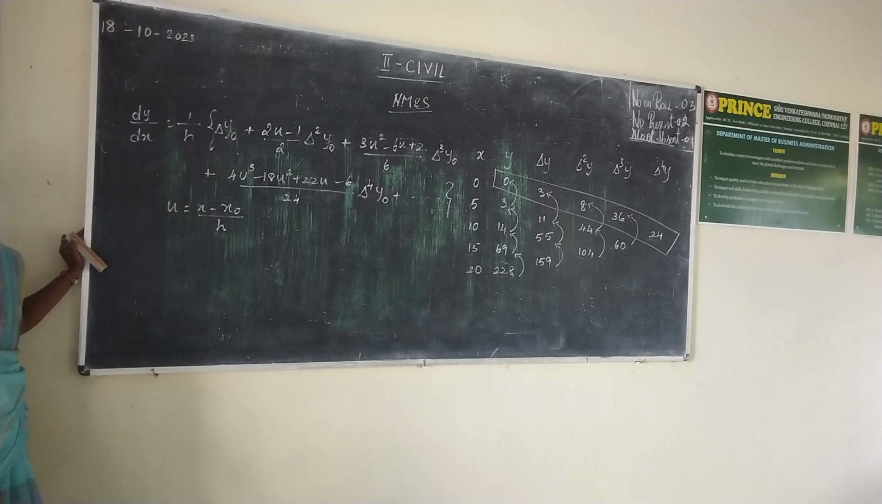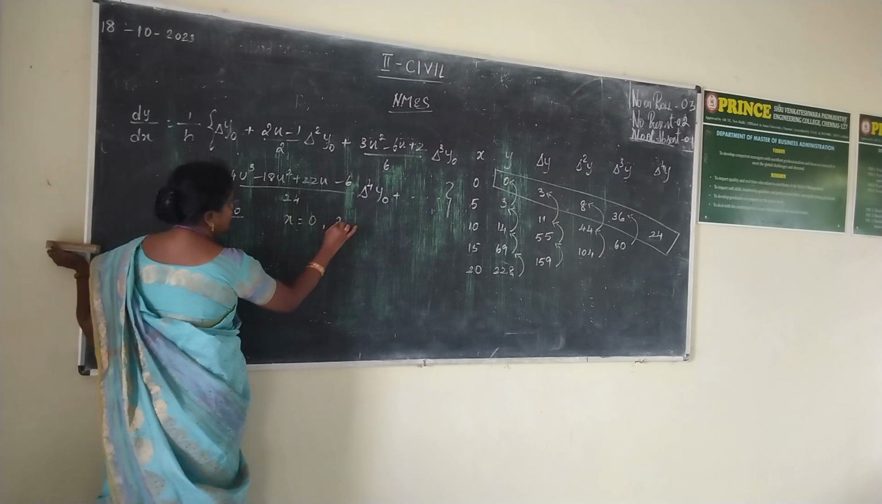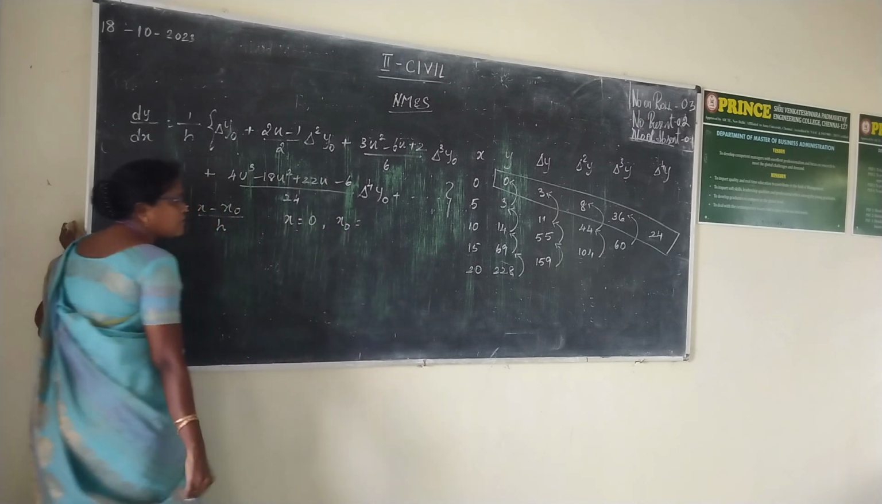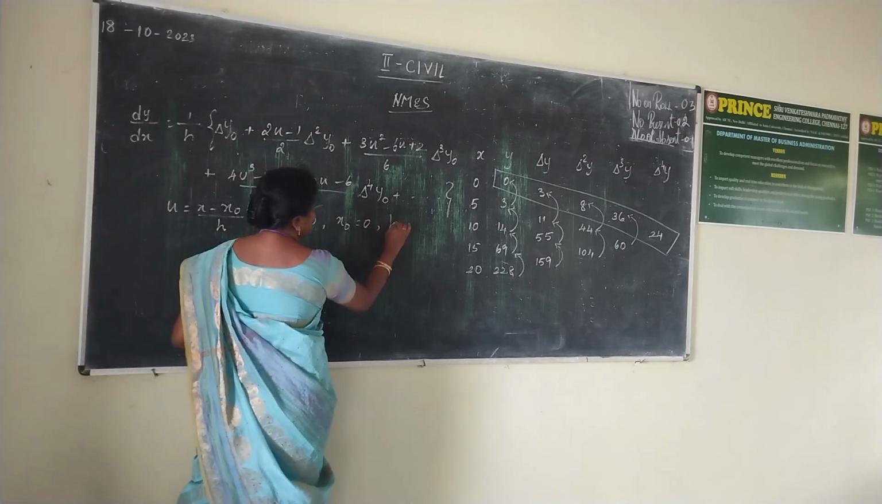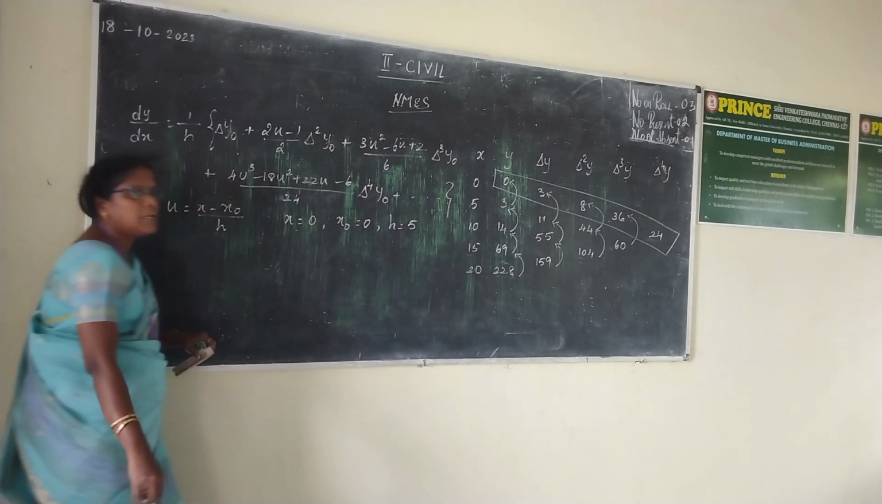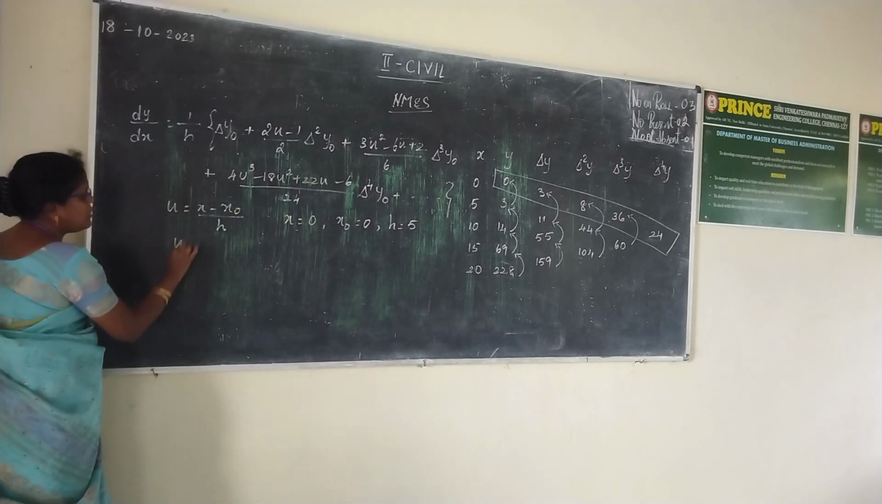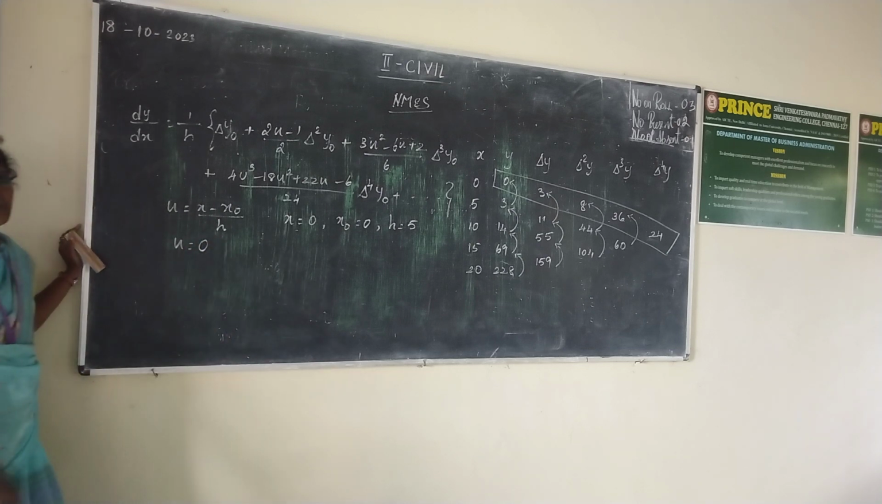So in this problem, what you have to solve? Initial. Now what is the x value? 0. So here you first substitute x equal to 0. x naught is the starting value of x. What is the starting value? 0. h is the interval difference. What is the value? 5, the interval difference between the x values. So what is the u value for our problem? 0. You are going to solve the problem with u equal to 0.